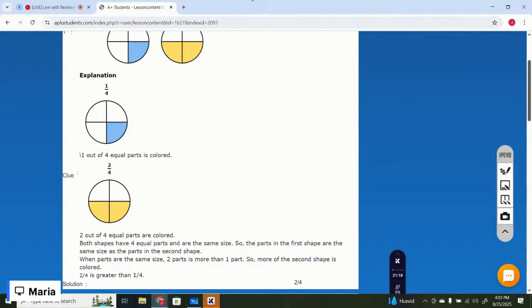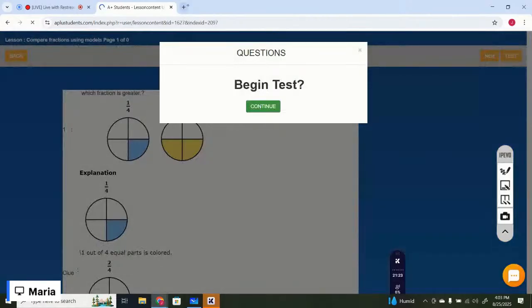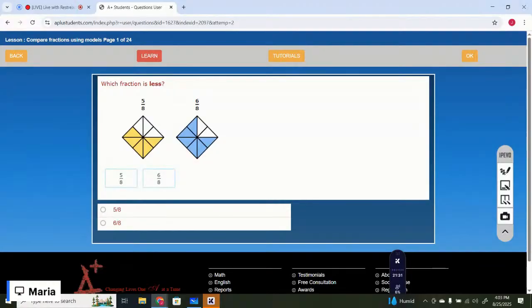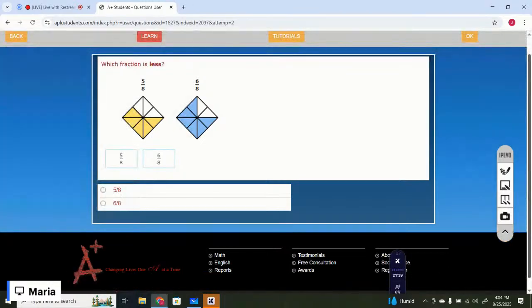Let's start with the test questions. Which fraction is less? The one that has less portion colored is the fraction that is less. So 5 by 8 is less. Option number 1 is the correct option, that is 5 by 8.